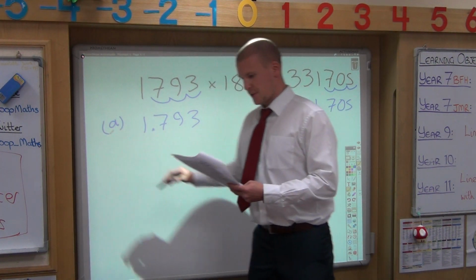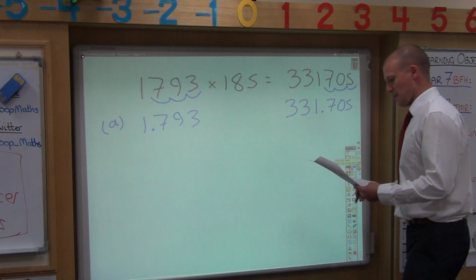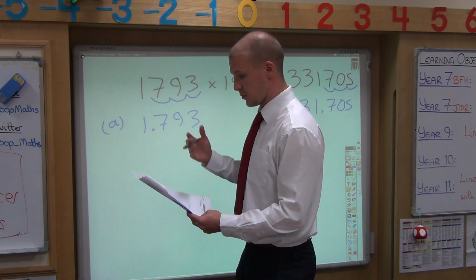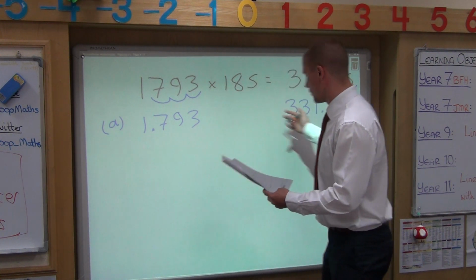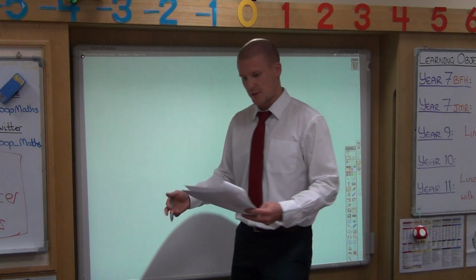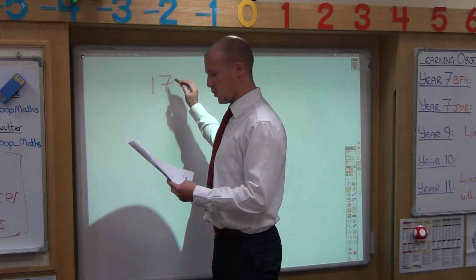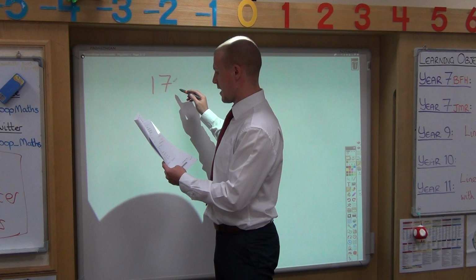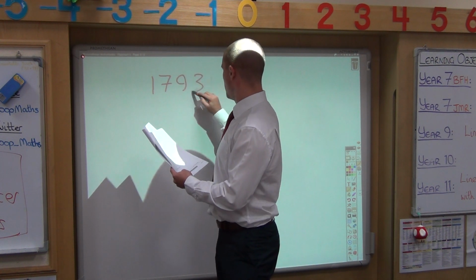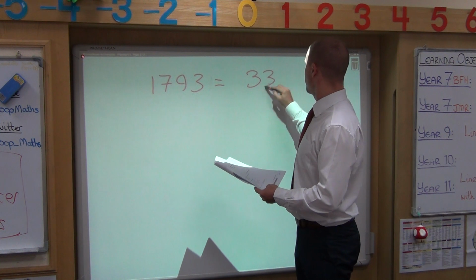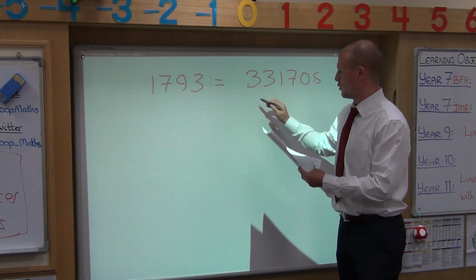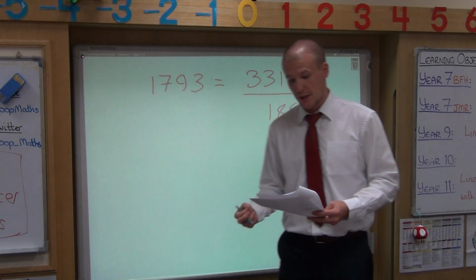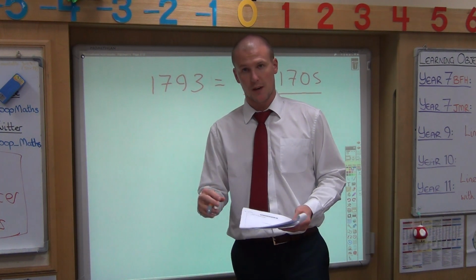Okay. As for B, what they have done is they've rearranged the question so it's a division instead of a multiple. So the first thing I'm going to do is rearrange what you started with so that it's a division instead of a multiple. So if you have 1793 times 185 equals 331,705, then 1793 would equal 331,705 all over 185. As far as your question in B goes, the only thing they've changed is that instead of 185, it's 1.85.